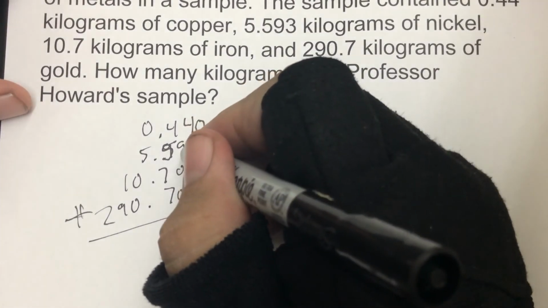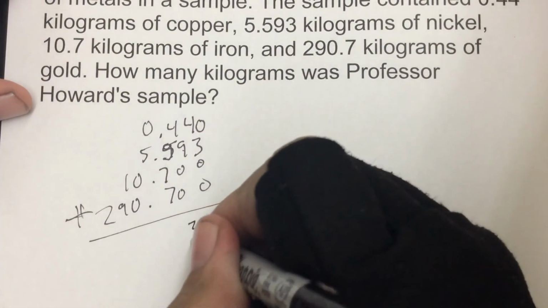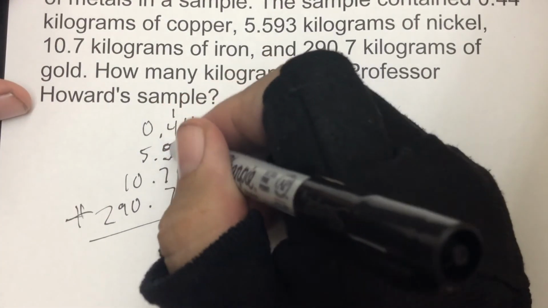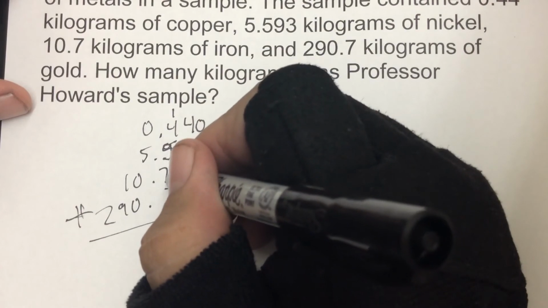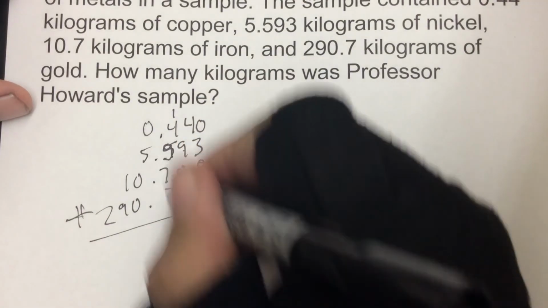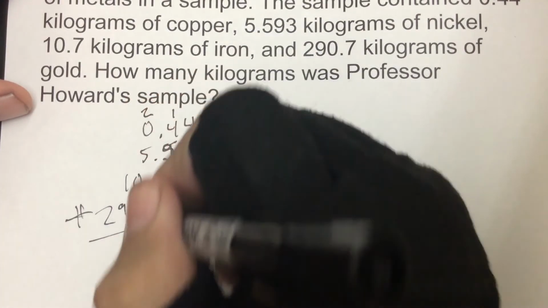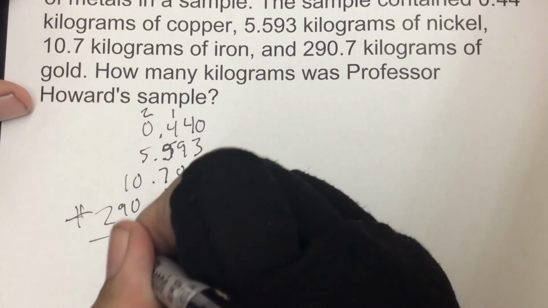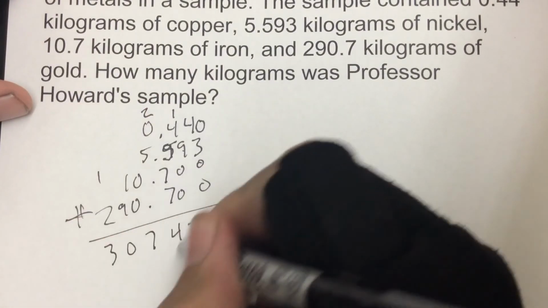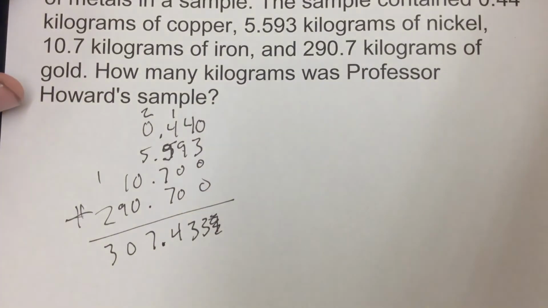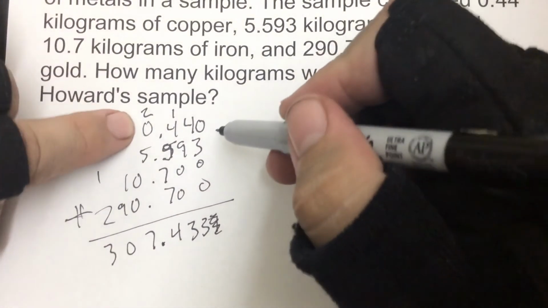So the 4 would go with the 9 then, and make this 13. 1, 4, and 5, there is 10. 17 plus another 7 would be 24. 2, 5, and 0 would make 7. 1 and 9 would be 10. Put the 1 over, and 3. We'll bring our decimal down. There we are. So always make sure we're lined up.